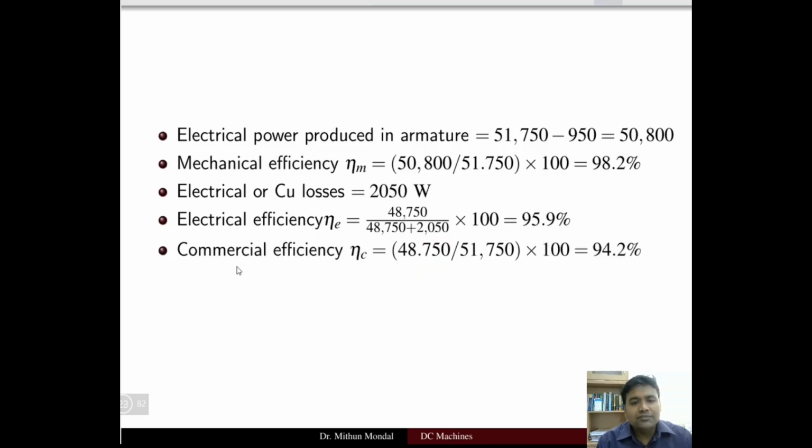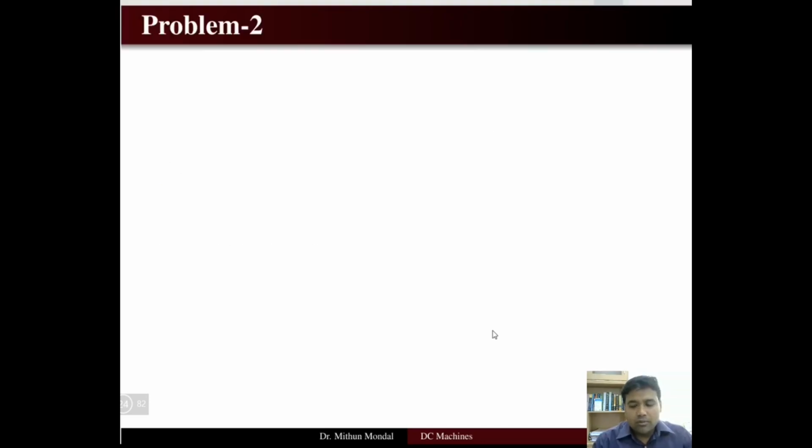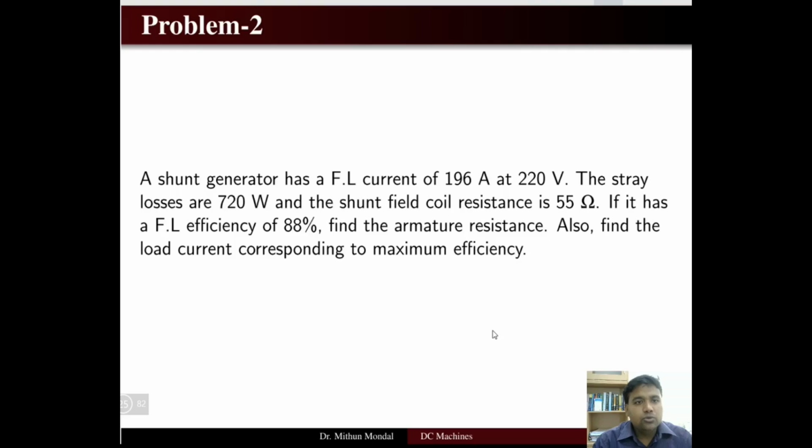Then the commercial efficiency that you are having is basically the output power divided by the total input power that you have, into 100. You will get 94.2% as the commercial efficiency. So after seeing problem number 1, let us see problem number 2.